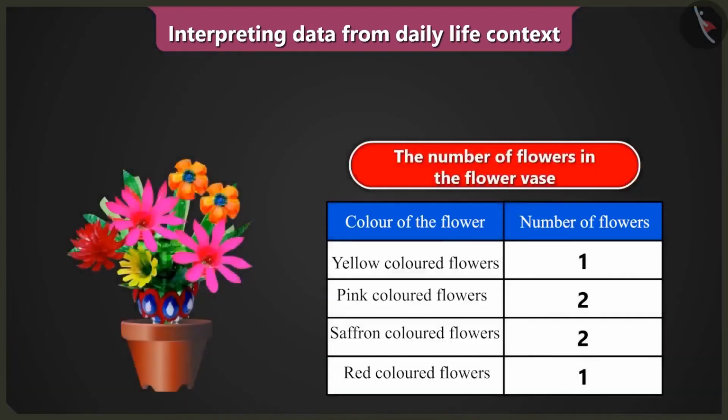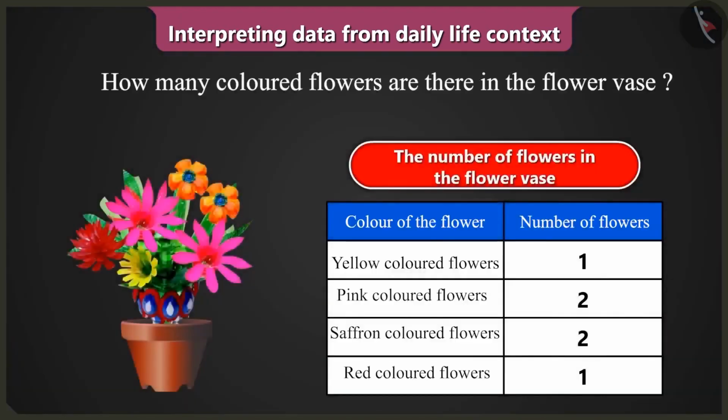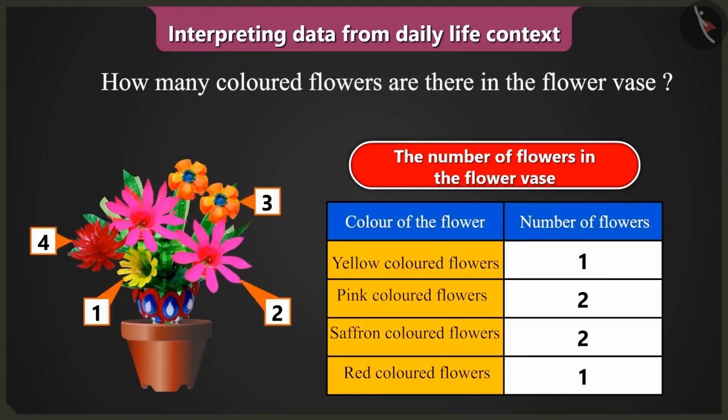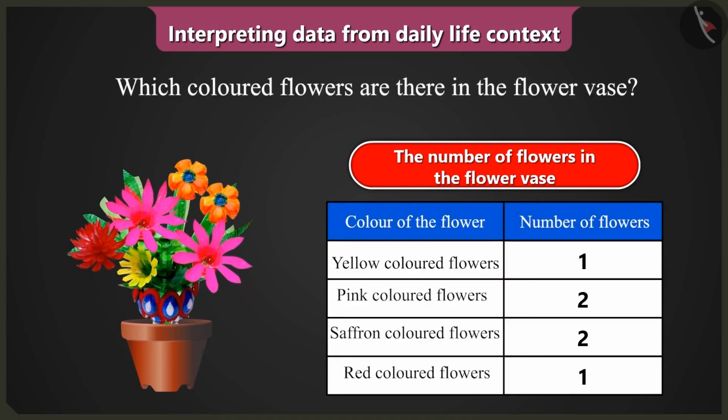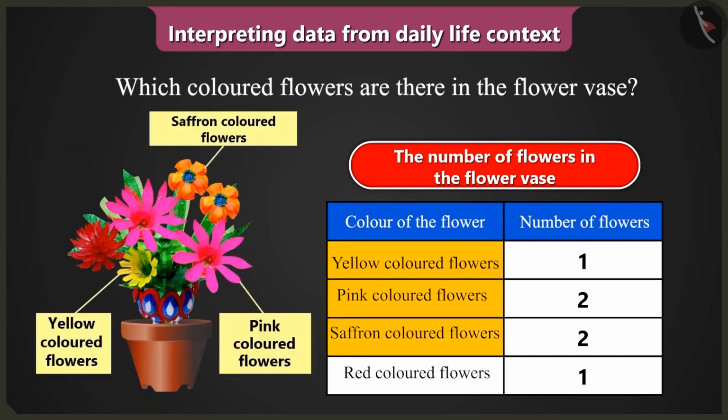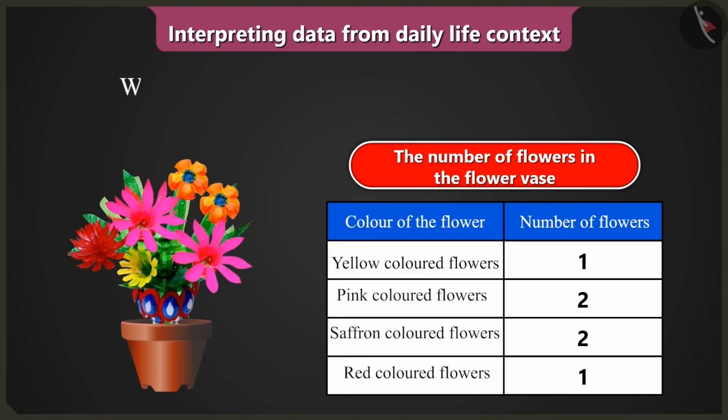I will interpret the data from this table. Okay. So tell me, how many colored flowers are there in the flower vase? The table has data about flowers of 4 colors. Which colored flowers are there in the flower vase? There are yellow, pink, saffron and red colored flowers in the flower vase.